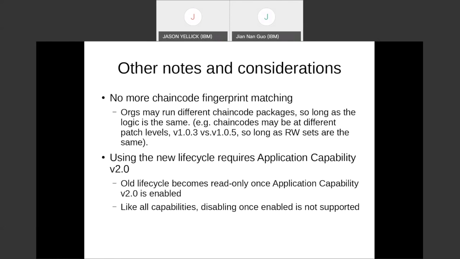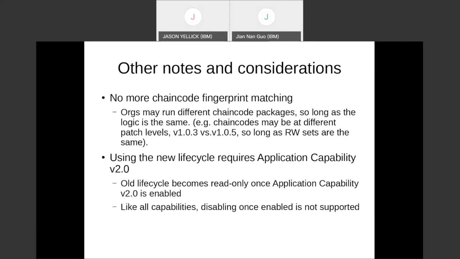Secondly, using the new lifecycle, you must enable the V2 application capability before any of these lifecycle commands will work. And this is a bit of a double-edged sword. When you flip that application capability on, the old lifecycle, the old LSCC namespace, becomes read-only. So essentially, if you are using the new lifecycle, all of your old chain codes continue working until they've been redefined in the new lifecycle.